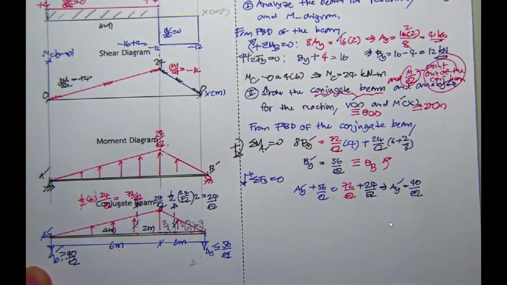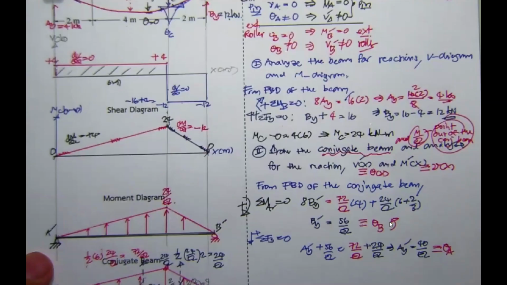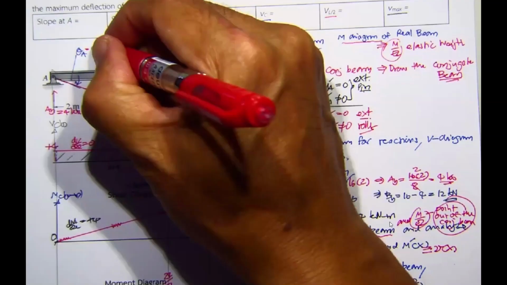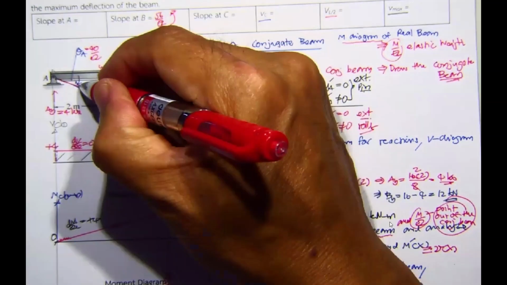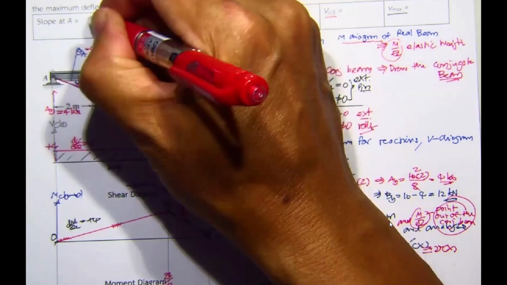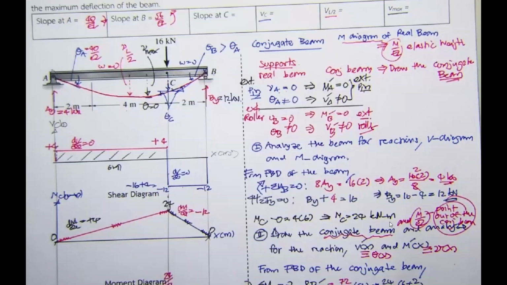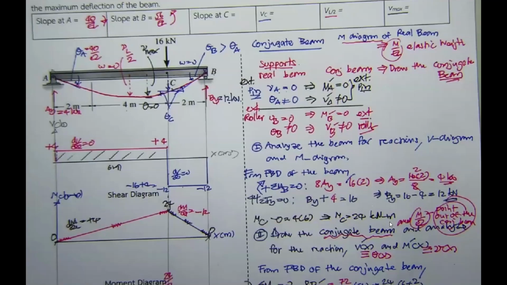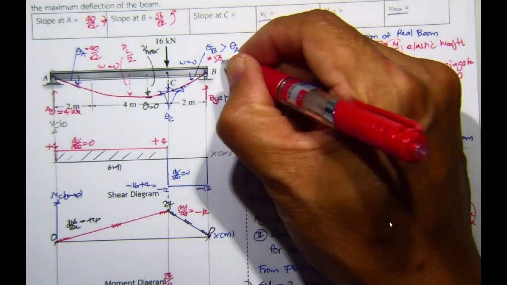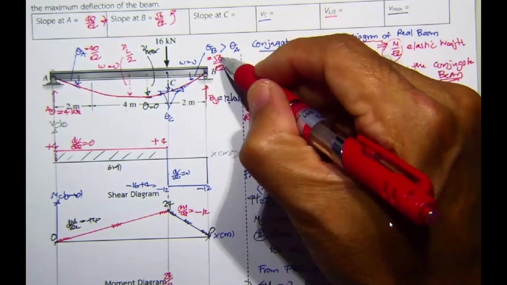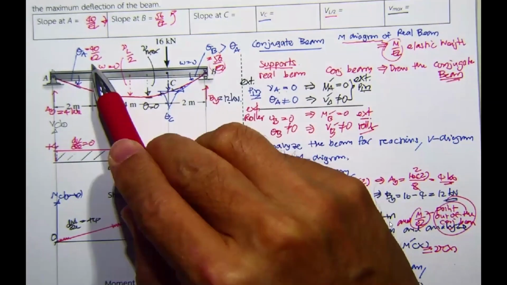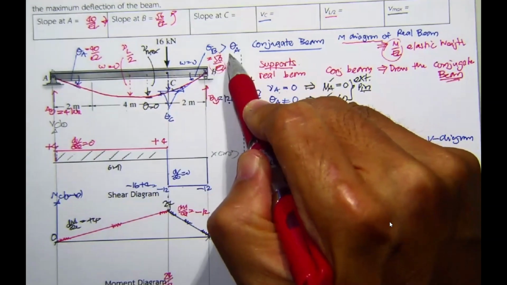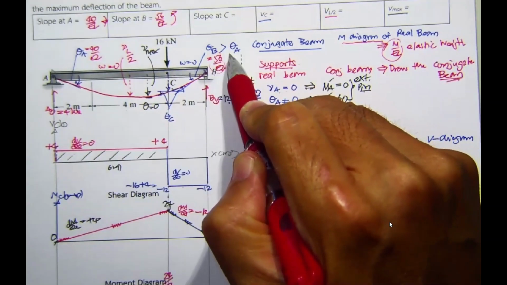And this is going to be equivalent to theta sub A. And 40 over EI is going to be over here. Okay, 40 over EI, rotating in this direction. Now you have two of them already. This is going to be 56 over EI. And 56 over EI is larger than, as I showed you, theta sub B is larger than theta sub A.